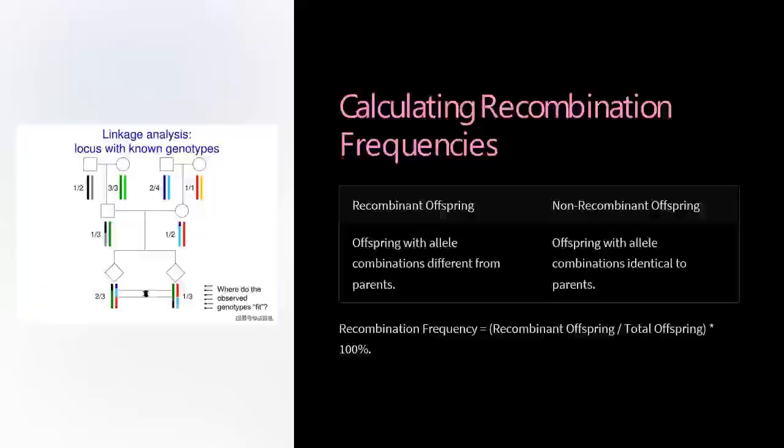Now coming to calculating recombination frequencies. These are frequencies of recombinant offspring and non-recombinant offspring: offspring with new allele combinations different from the parents, and offspring with allele combinations identical to the parents. We can know that the frequency of the given linkage analysis of locus diagrams is equal to recombinant offspring by total offspring into 100 percent. The percentage calculation is taken here.